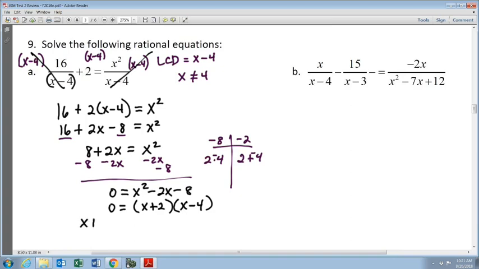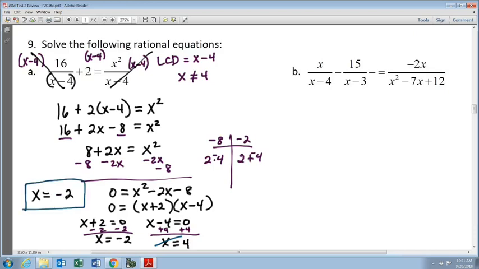And so finally, let's set each of our factors equal to 0. So we're going to subtract 2 on both sides there on the left, and we get x equals negative 2. On the right, we're going to add 4 to both sides, and we get x equals 4. Now here's where we got to pause and recall that we said that x can't be 4. So we're going to throw out the 4 as an answer, and we only have one answer, that would be negative 2.